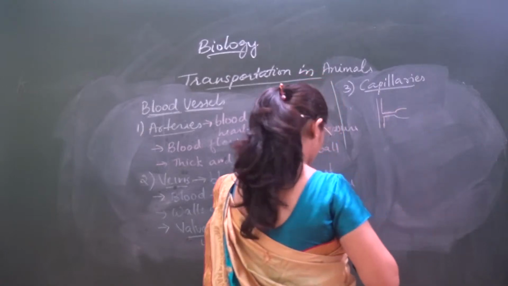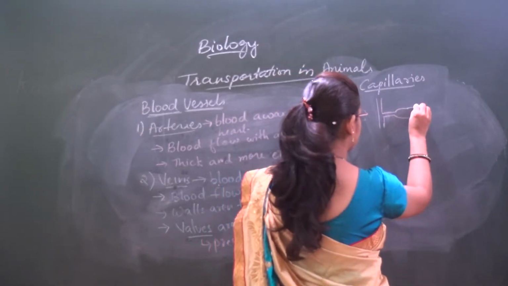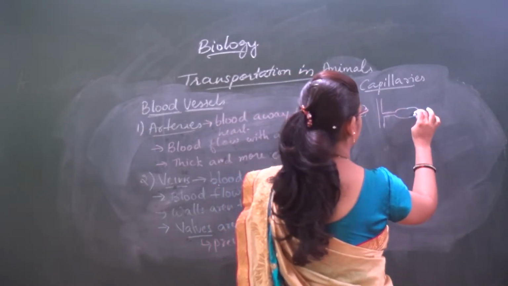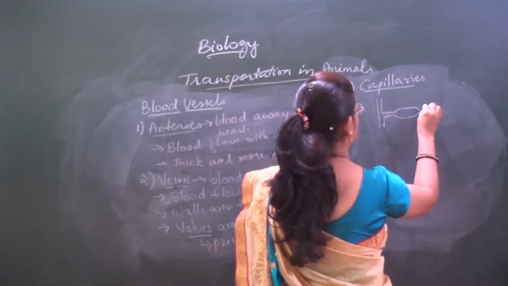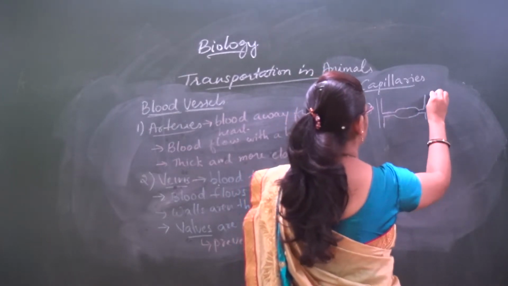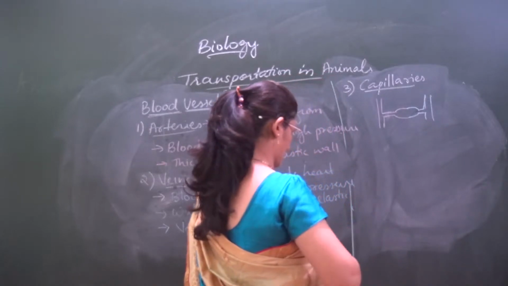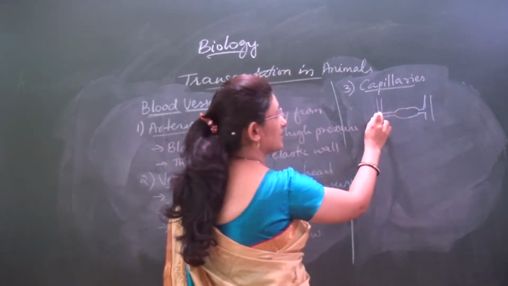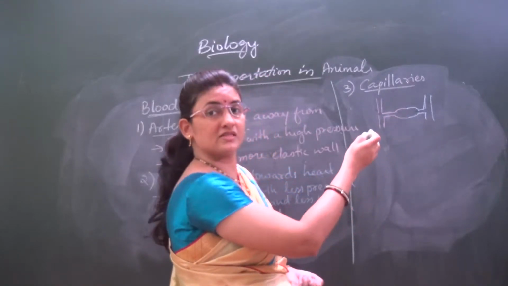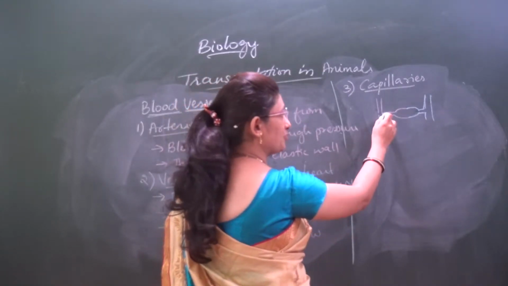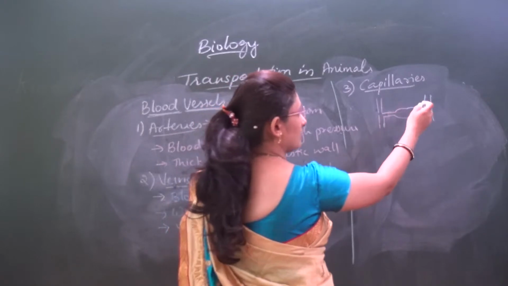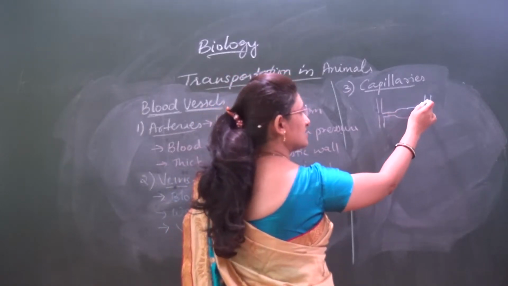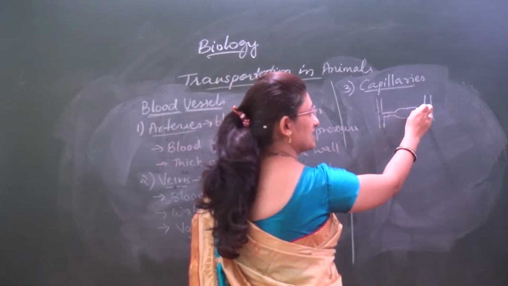If you see the structure of the blood vessels, okay, suppose this is the artery, this is the vein. These arteries cannot reach up to the cells, so they are branched out to be as arterioles. The veins cannot reach up to the cells, so they are branched out to be as venules.